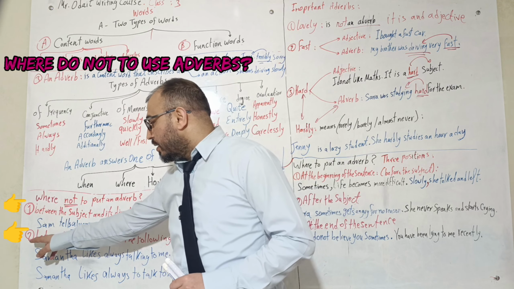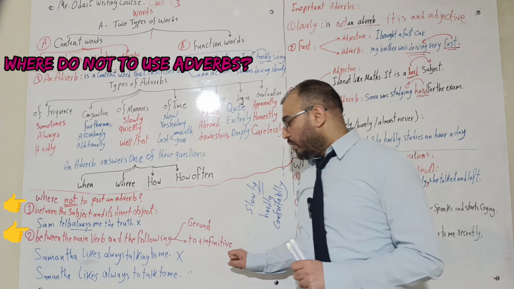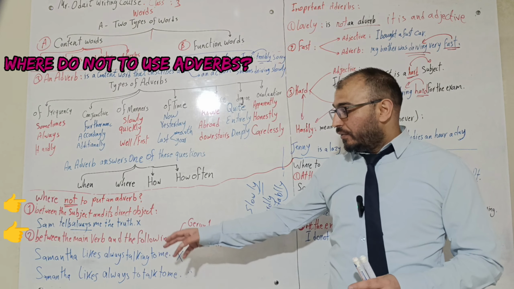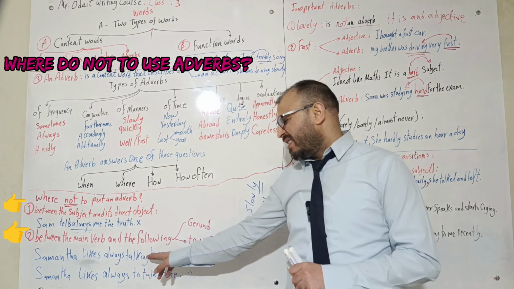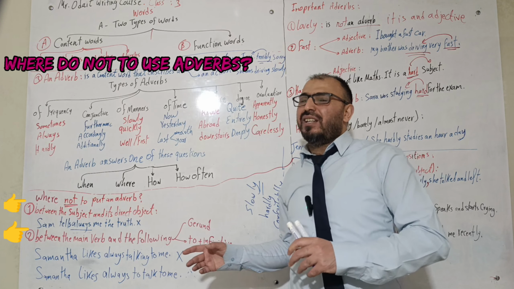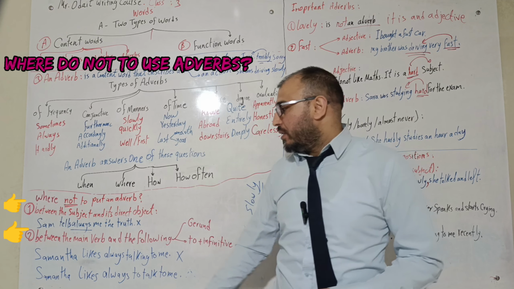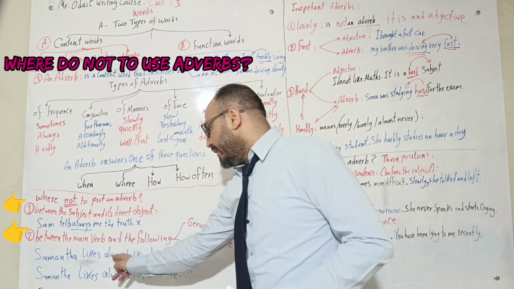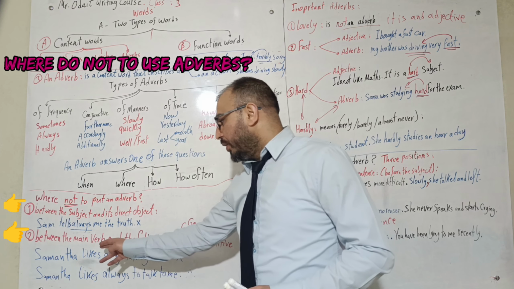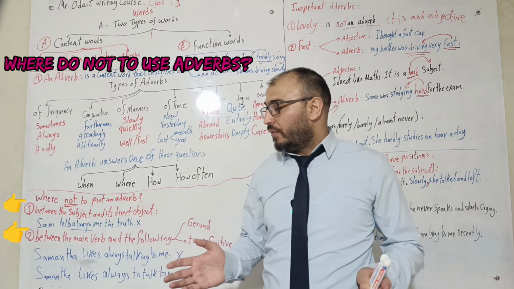And here, my friends, the second one is between the main verb and the following gerund or infinitive. Let's take the verb like, for example, here, Samantha likes always talking to me. This doesn't make any sense and it is not acceptable. We can say Samantha always likes talking to me, or Samantha likes talking to me always. Both of them are correct.